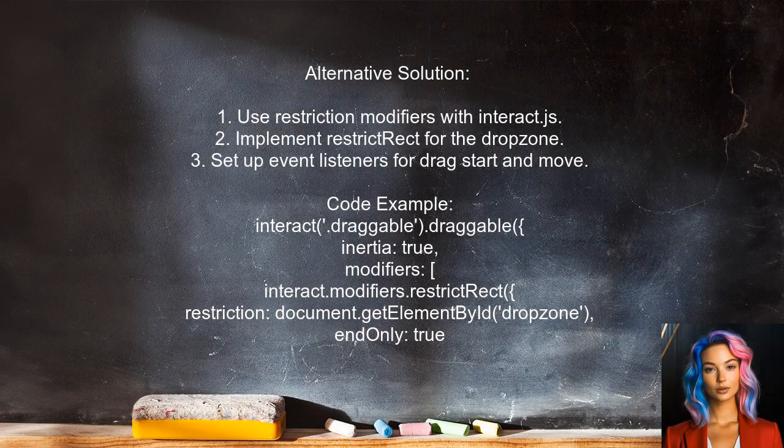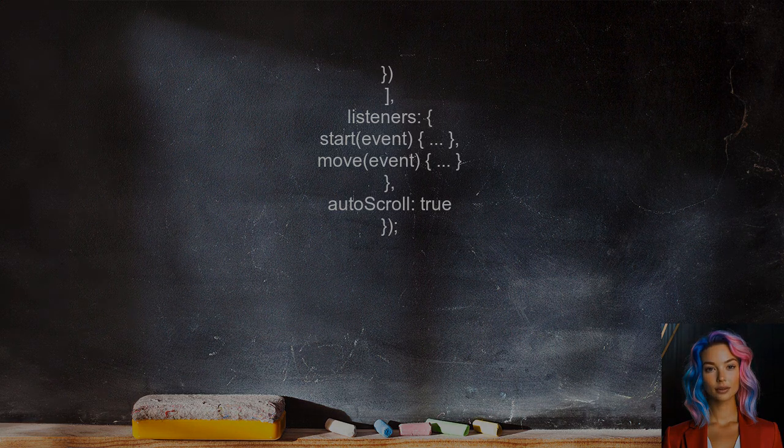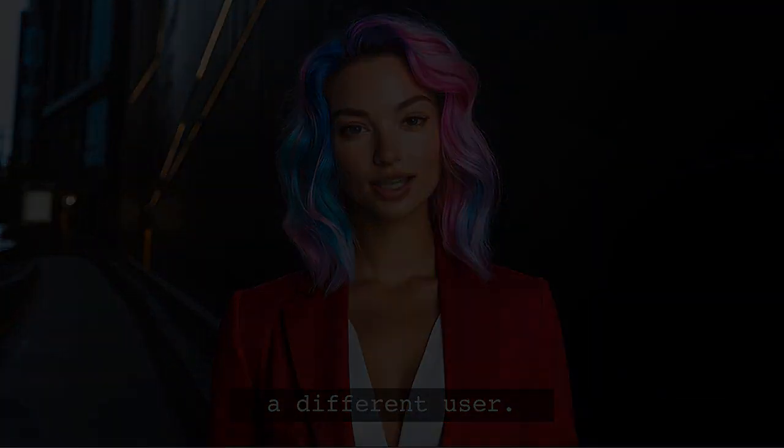An alternative approach to restrict draggable elements to a drop zone involves using restriction modifiers. This user suggests implementing the interact.js library's restrict_rect modifier. By setting the restriction to the drop zone element, you can ensure that draggable items stay within the defined area. The code includes event listeners for starting and moving the drag, allowing for cloning of elements and updating their positions dynamically. Now, let's see a response from a different user.